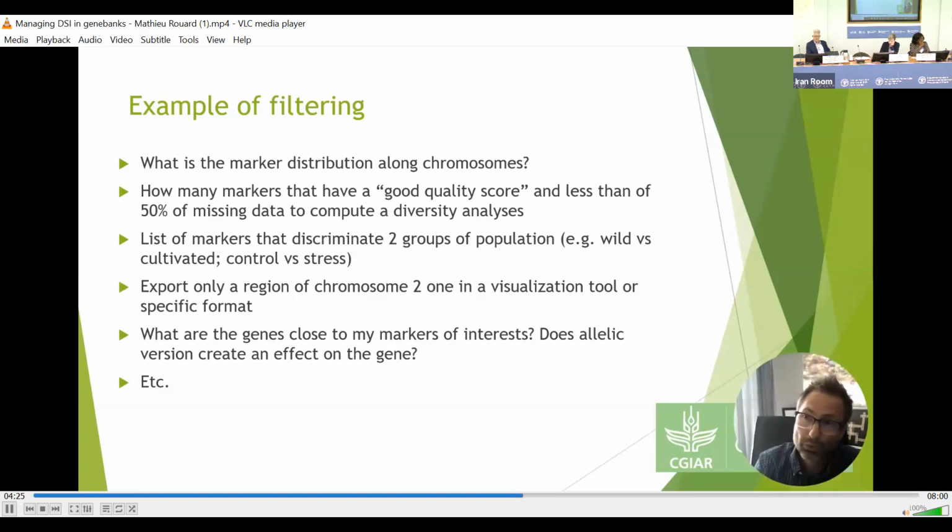Or you may want to export a very specific region on a chromosome because you know there are genes of interest, and you want to see what the markers are and visualize that in a specific tool for genetics. Or, because you know one marker of interest, you want to know what genes are nearby, or if your marker is in one gene, does it affect the structure of the gene. So everything can actually be done in GIGWA.